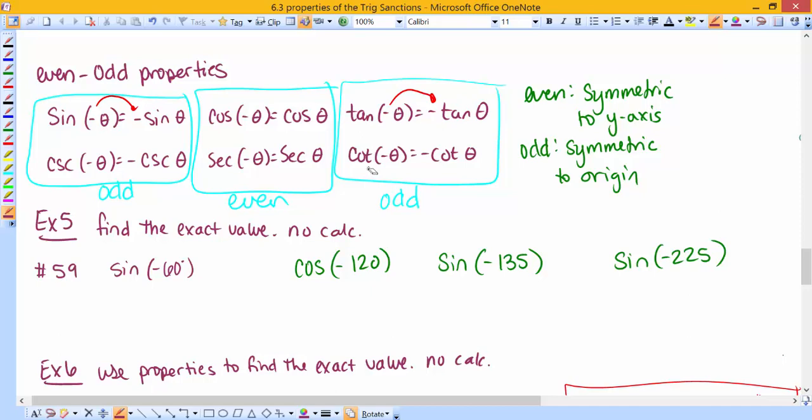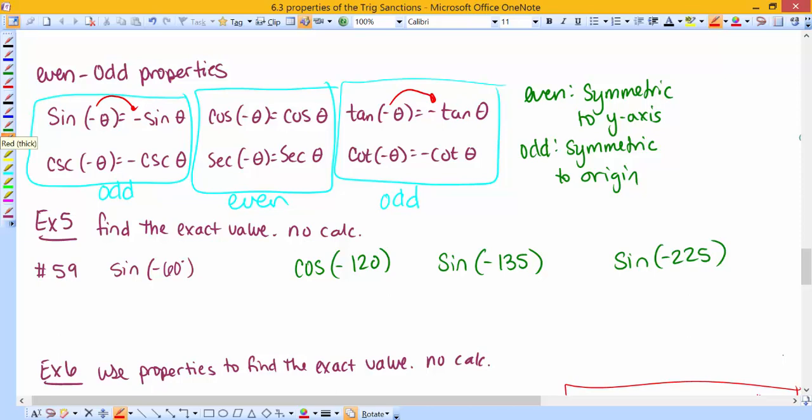What this allows us to deal with is negative angle measures or radians. You want to definitely add this to the back of your unit circle. Refer to it, memorize it. It will actually make your life a lot easier if you can remember even and odd properties. Then you're not going to have to worry so much about negative angle measures.